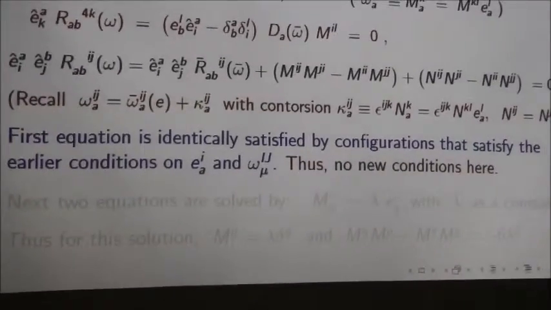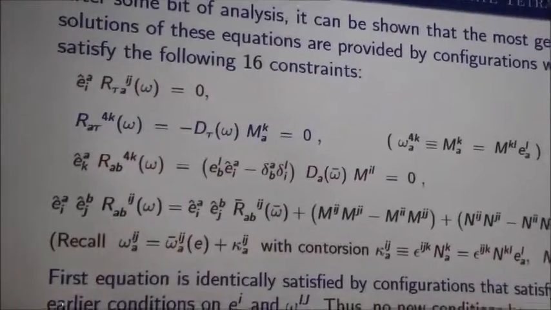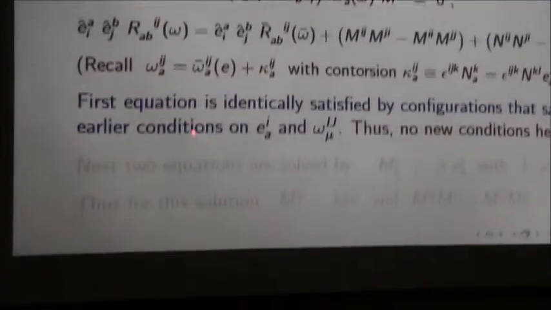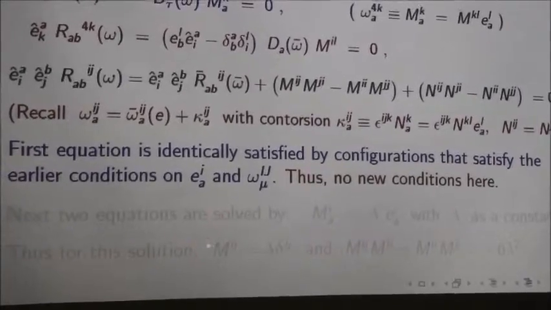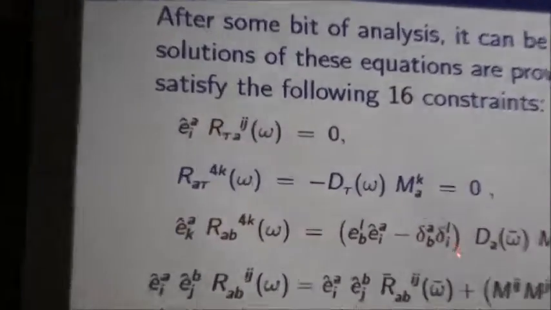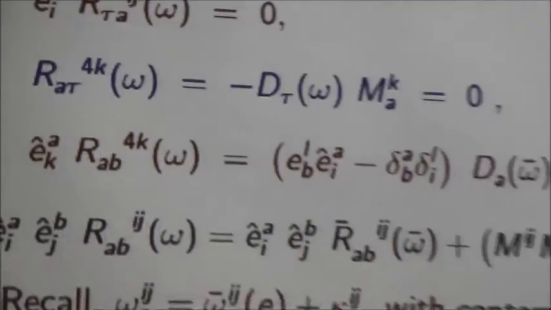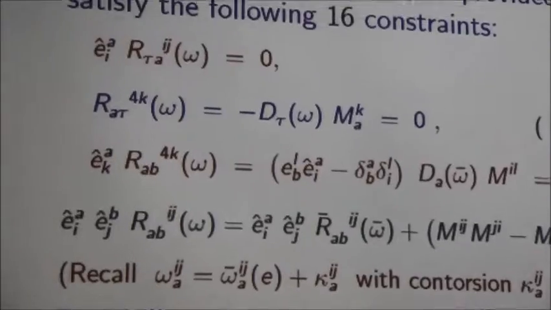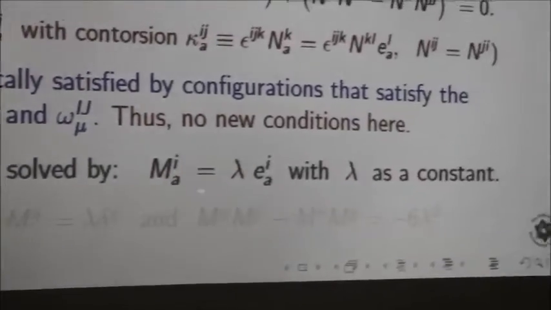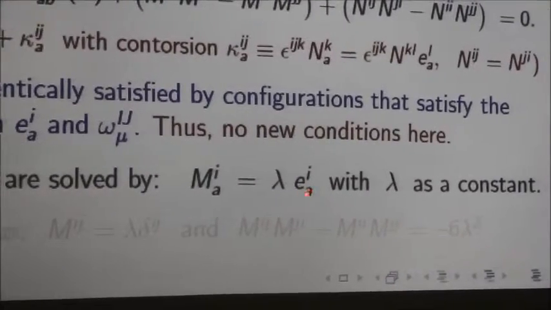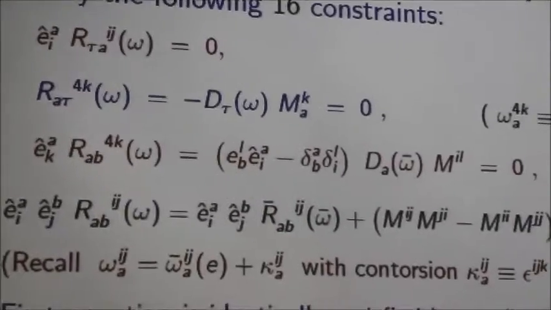Now, if you look at this first equation, it's easy to demonstrate that this is identically satisfied by all configurations that satisfy the earlier set of conditions we had on tetrad connections. So this gives us no new information. And the next two sets of equations can be solved right away by taking A_Mi to be lambda, a space-time constant, times the triad field. These two equations are satisfied completely by this set of solutions.